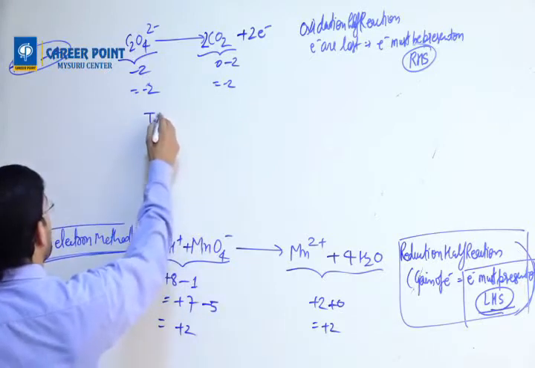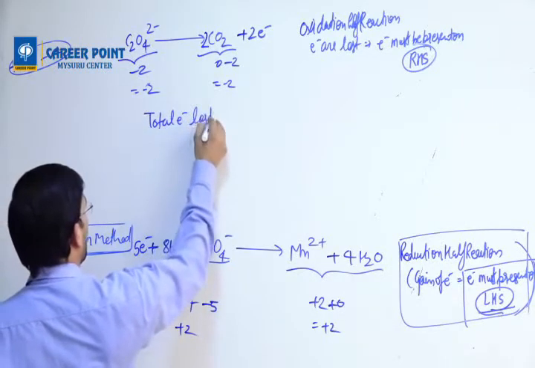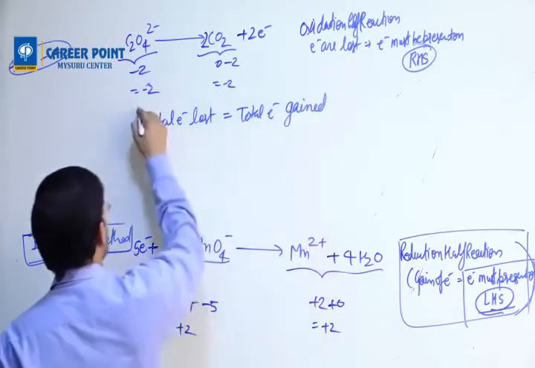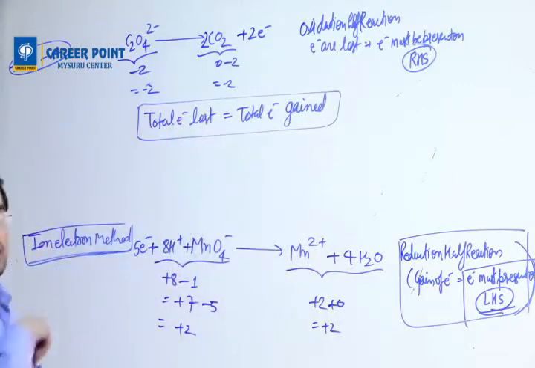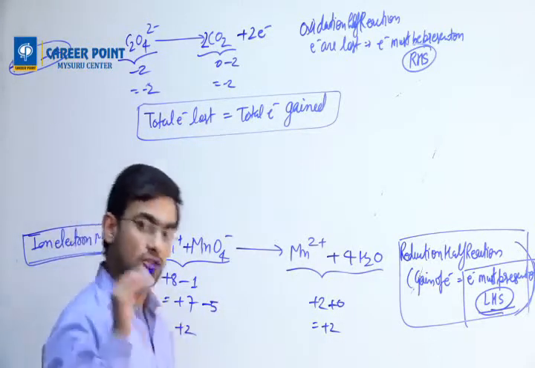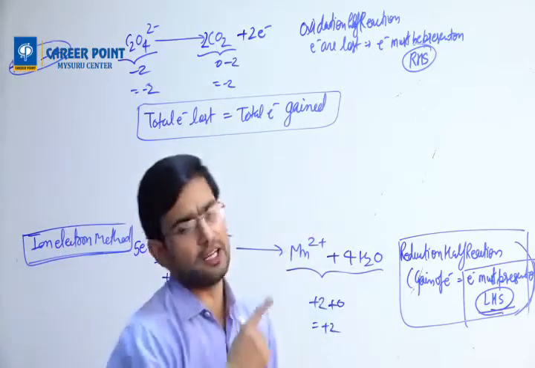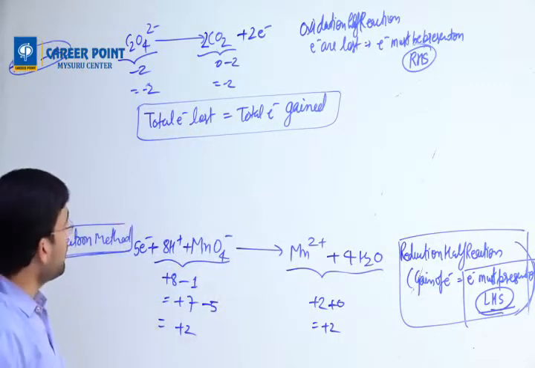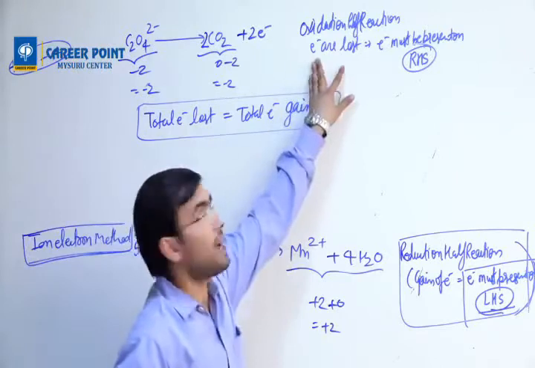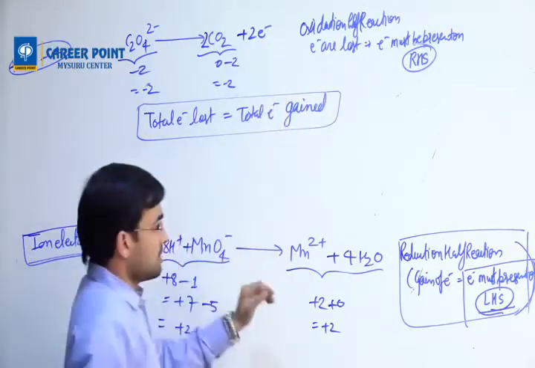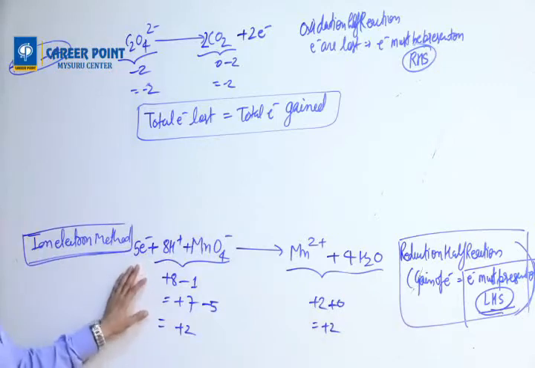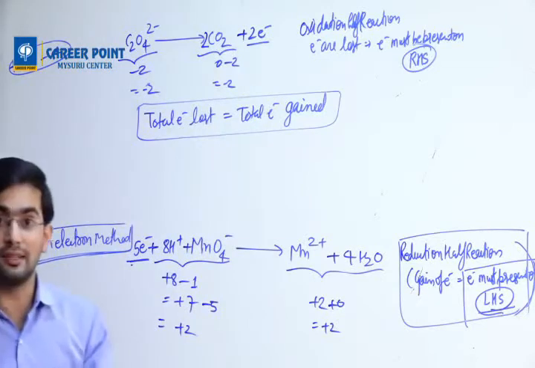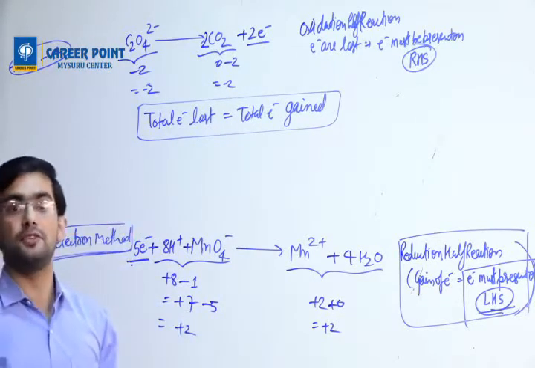What is the concept? Total electron lost is equal to total electron gain. This is the concept. Total electron loss equals total electron gain. This is a condition. If this condition matches, then only you have a redox reaction, because this is the principle on which redox reaction works. So, these are the electron loss. How many? 2. 2 electron are lost. This is electron gain. How many? 5. 5 electron gain, 2 electron loss. Are they equal? So the answer is they are not equal.